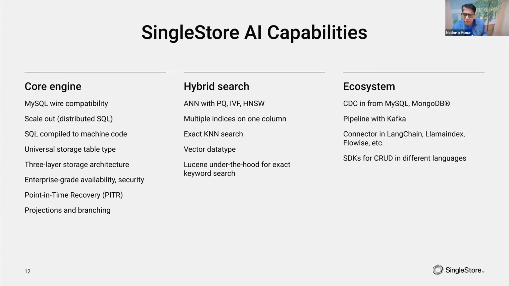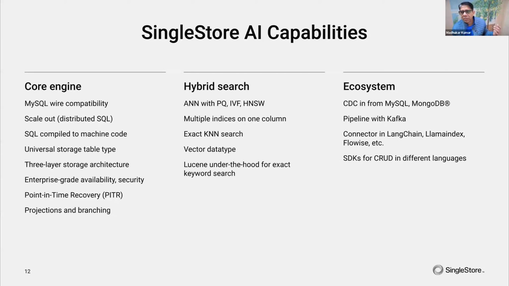The reason why you want to store it as a vector data type is because it ensures strong typing, or strict typing. And under the hood, we also use Lucene for exact keyword match. So if you combine all of this, what it allows you to do is bring in data in real time and vectorize it instantly.